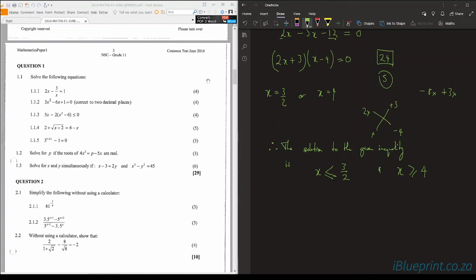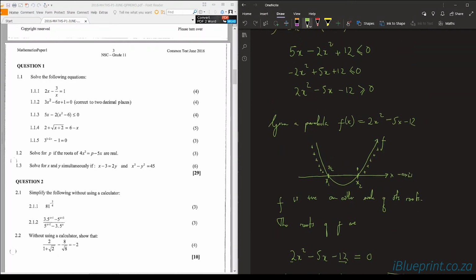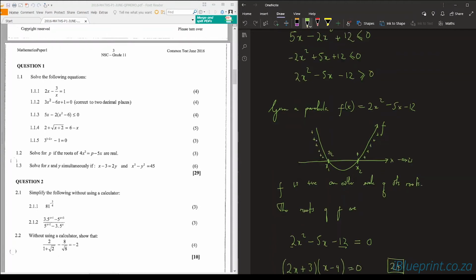The sign change that we did makes no difference, because if we had drawn the original parabola, this one here, it would be less than or equal to 0, which means between the two roots. Then the parabola would be flipped, which means that the parabola would be negative still when x is less than 3 over 2 or when x is greater than 4. So this sign change didn't make a difference.